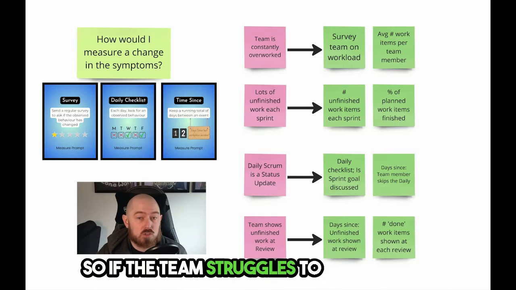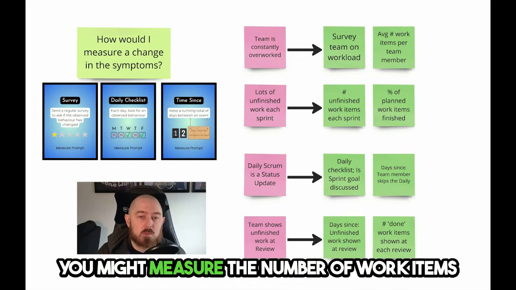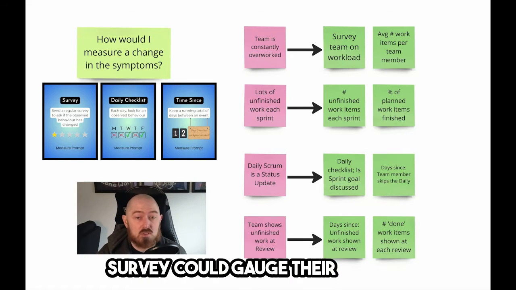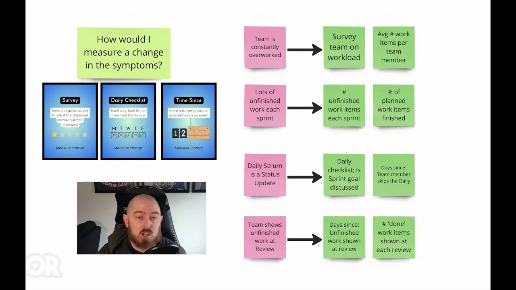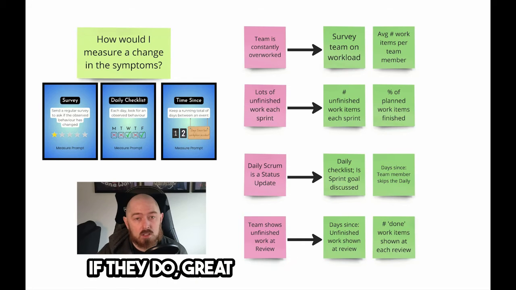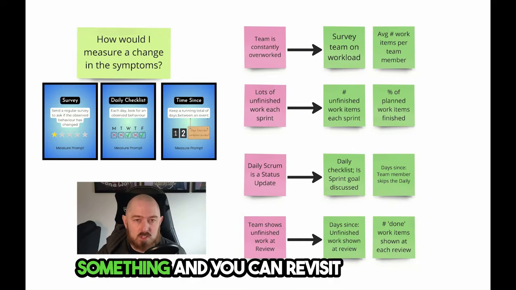So if the team struggles to finish work, you might measure the number of work items finished at the end of each sprint. If they feel overworked, a simple survey could gauge their feeling, or you could even measure multitasking time or number of tickets per developer. Your measures tell you if your action is having the desired outcome. If they do, great. If not, you've learned something and you can revisit your plan.